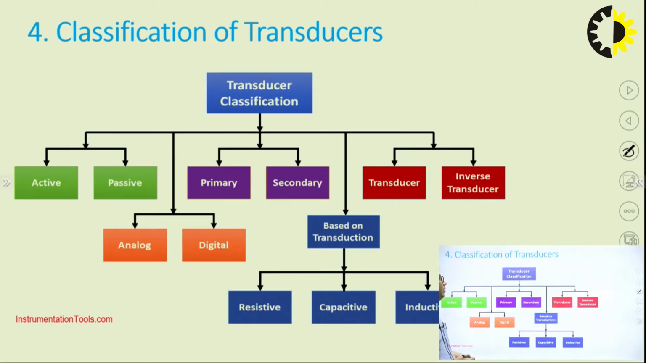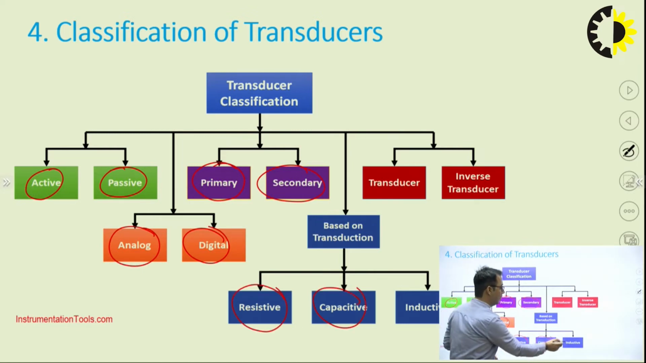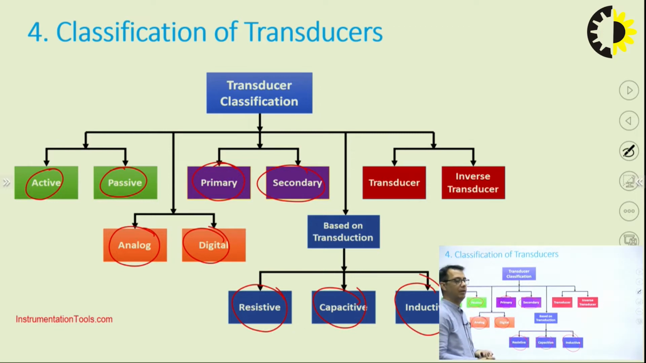How can we classify these transducers or sensors? First of all, we can classify them as active and passive. Next, there may be analog and digital transducers. Next, primary and secondary transducers. Then, based on what electrical transduction principle is used to convert a physical quantity into an electrical quantity, we can have resistive, capacitive and inductive transducers. And next is transducer or inverse transducer. Let us talk about all these transducers one by one.